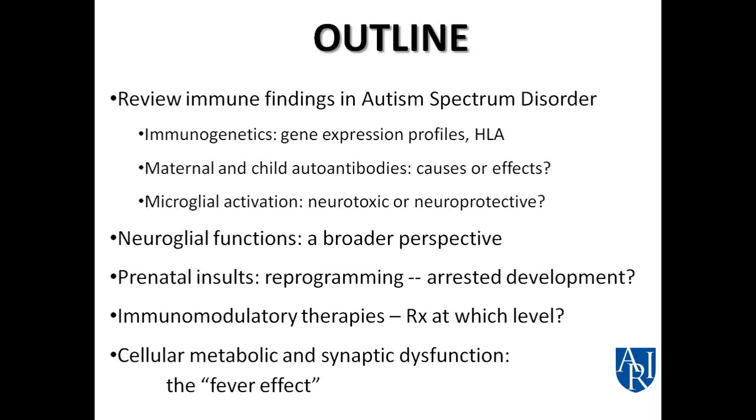Then I'd like to talk more generally about neuroglial functions. In other words, not just neurons and microglia, but also astrocytes, and talk about their interactions and try to think about a broader perspective of the problems in autism at the cellular level and how microglia might be part of that greater picture and the immune system. Then I'd like to talk about prenatal insults and reprogramming and the question of whether autism may represent a form of arrested development.